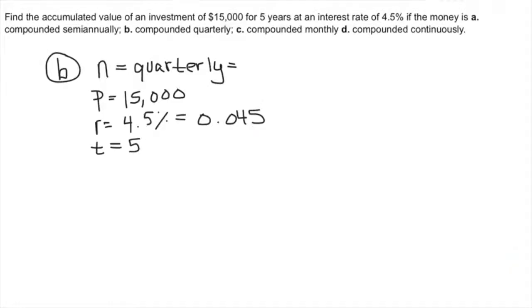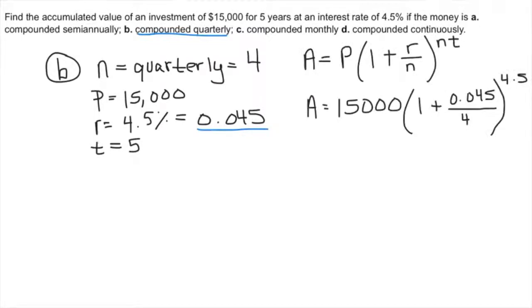Part B asks us to find the value of the investment if it was compounded quarterly. So quarterly means 4 times a year. Therefore, our n in this case will be 4. All the other values stay the same. So our principal is 15,000. r, which is the interest rate, is 4.5%, but remember we need to divide by 100 to convert it to a decimal. So we have 0.045, and then t, the number of years, is 5.